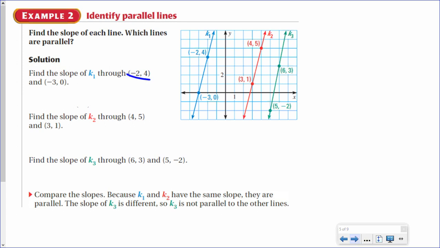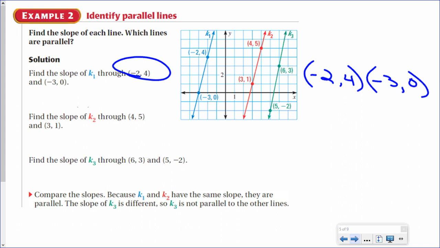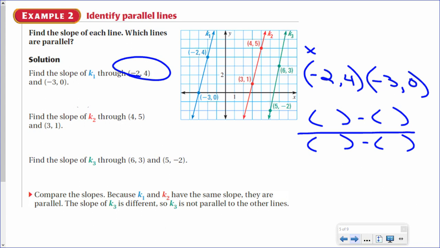So let's say we're going to find the slope of -2, 4. And the second coordinate would be -3, 0. Here's what you'd be looking for. We'd want to make a skeleton of the slope formula where you're taking y2 minus y1. I'll start labeling like crazy here. y2 minus y1 over x2 minus x1.